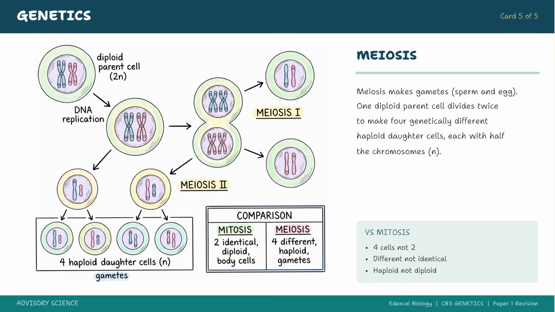Meiosis creates genetic variation because every sperm cell and every egg cell contains a different combination of alleles. That's why brothers and sisters often look similar but are not genetically identical. Identical twins are the exception. They develop from a single fertilized egg that splits into 2 embryos.